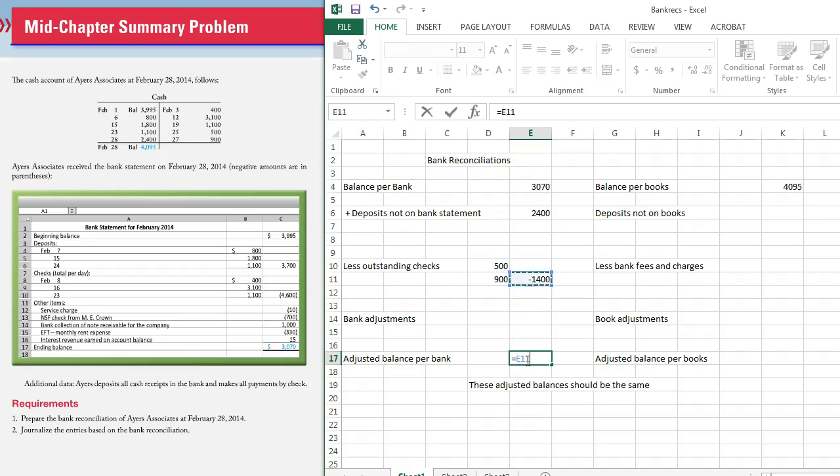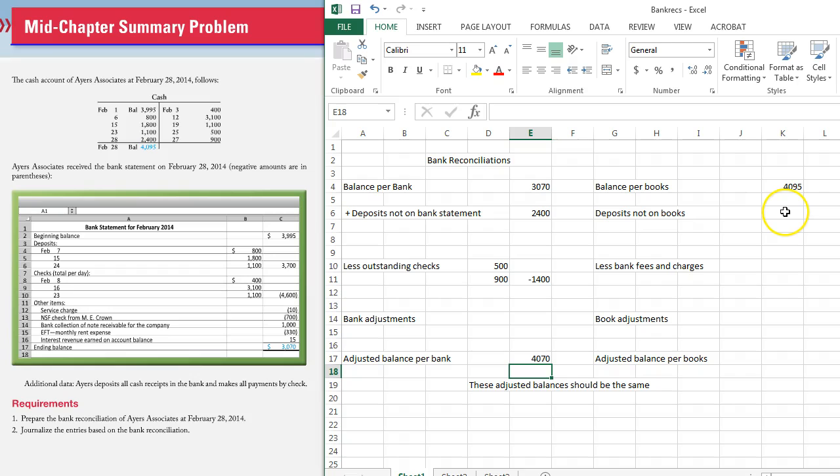Adjusted balance for the bank is going to be the balance for the bank statement, $7,030, plus our deposit in transit. Hopefully I got a plus here. Do I have a plus? Yeah, I do have a plus. And we're going to subtract, oops, actually I'm going to add because I got a minus in front of it. I'm going to take away our outstanding checks. So it looks as though our adjusted balance for the bank is $4,070.